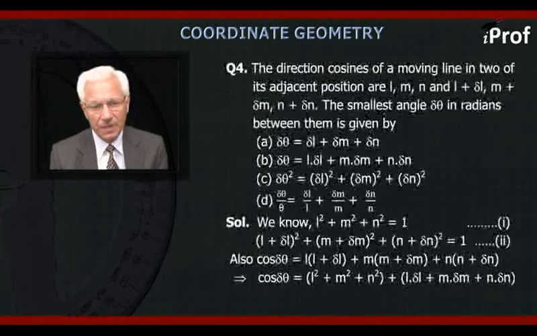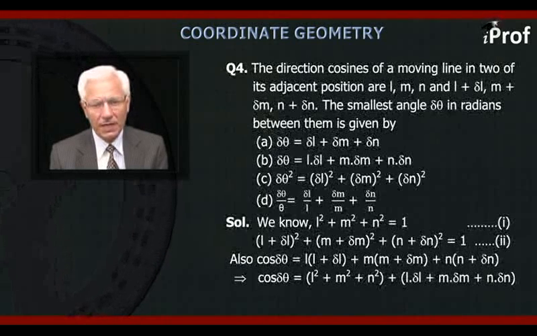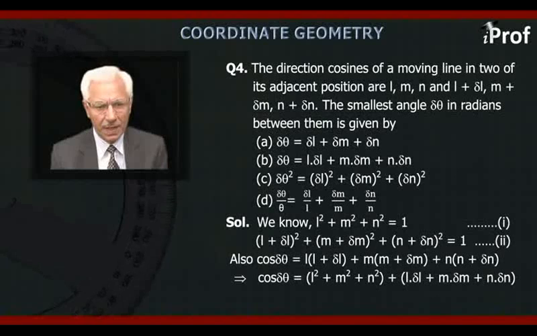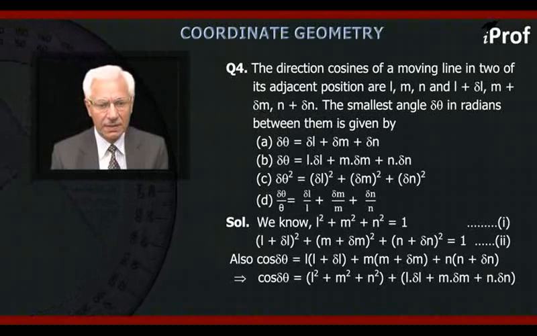If the direction cosines of a moving line in two of its adjacent positions are l, m, n and l plus delta l, m plus delta m and n plus delta n, the small angle delta theta in radians between them is given by delta theta equal to delta l plus delta m plus delta n. Delta theta whole square is equal to l into delta l plus m into delta m plus n into delta n.